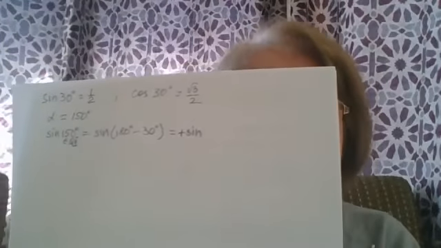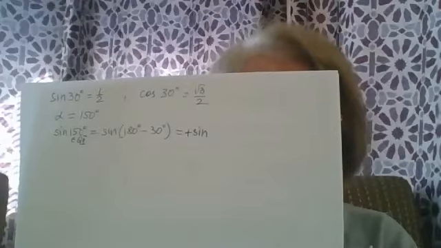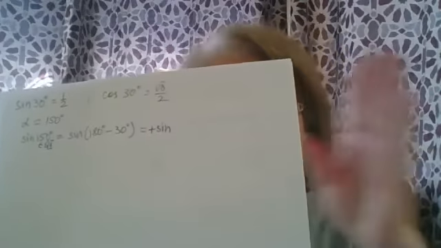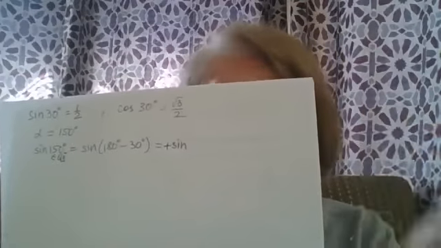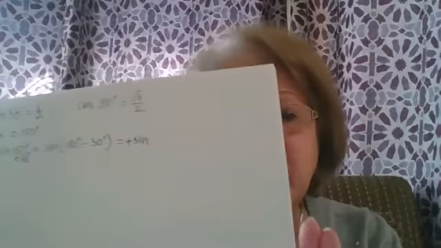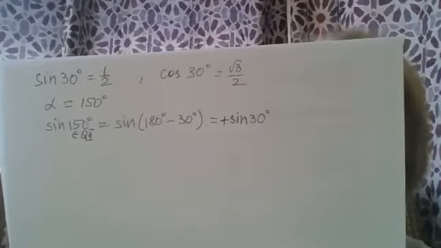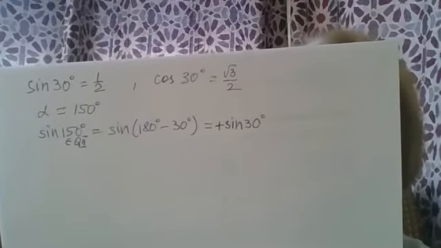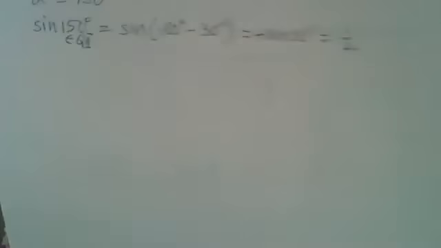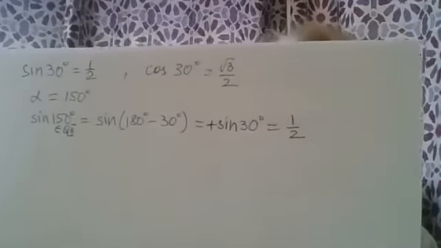And now, regardless of what you have in this parenthesis, you can have plus reference angle, you can have minus reference angle, it doesn't matter. It will be equal to the sine of that reference angle. That's it. According to this rule, sine of 150 will be equal to positive sine of 30 degrees, which means it is also equal to 1/2. This is that method.